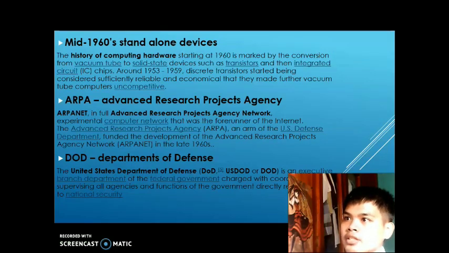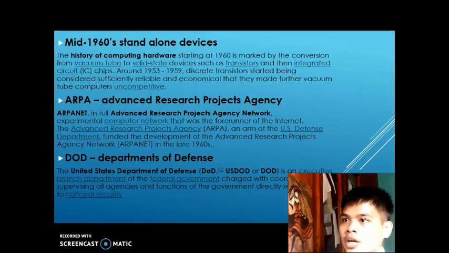Mid-1960s, standalone devices. The history of computing hardware starting in 1960 is marked by the conversion from vacuum tubes to solid-state devices such as transistors and then integrated circuit, or IC, chips. Around 1953 to 1959, discrete transistors started being considered sufficiently reliable and economical that they made further vacuum tube computers uncompetitive.